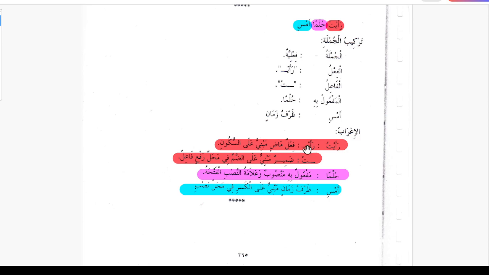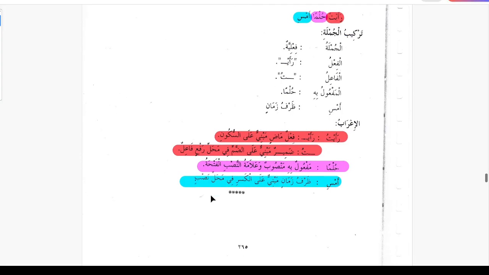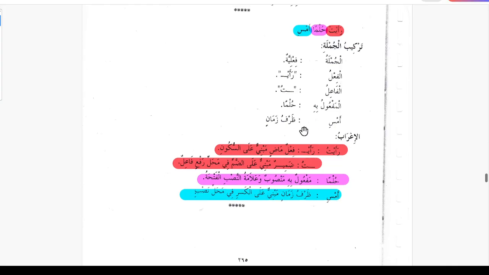Ra'itu is fi'lu madin mabni ala sukun, has a sukun at ya, and then tu is zamirun mabni ala dammi fi mahalli rafin fa'il. Hulman is maf'ul bihi mansubun walamatun nasbi al fatha, and amsin is zarfu zamanin mabni ala al kasri fi mahalli nasbin. So it is mabni, always mabni al kasri, but here because we're using it as zarfu zaman, it is fi mahalli nasbin, in place of nasab.